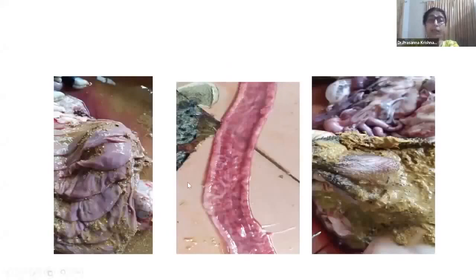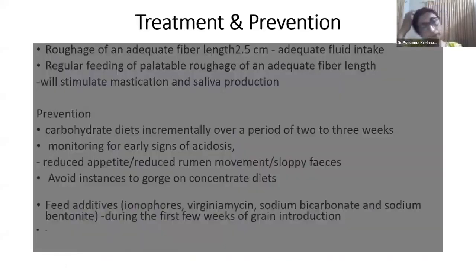You can see the abomasal fold, the intestine, the edematous abomasum, and then the inflammatory reactions and the hemorrhagic enteritis. So the treatment and prevention, I'm not very well versed with, but I will just give you some very important points.